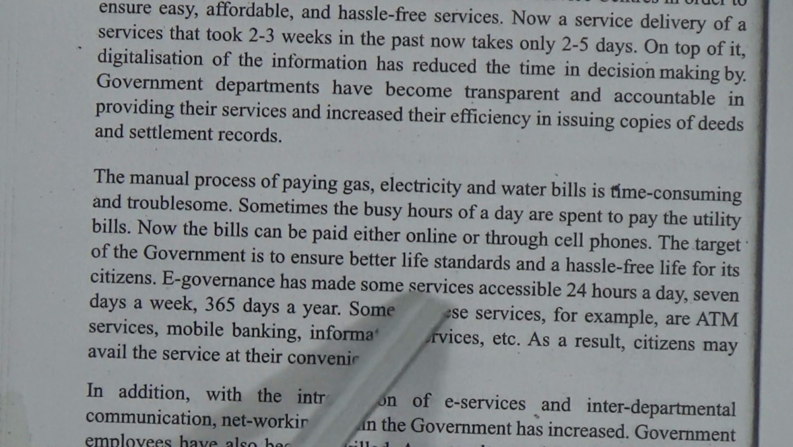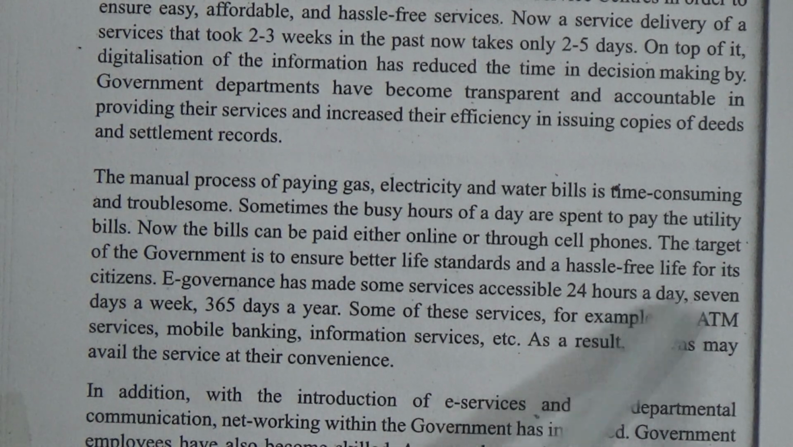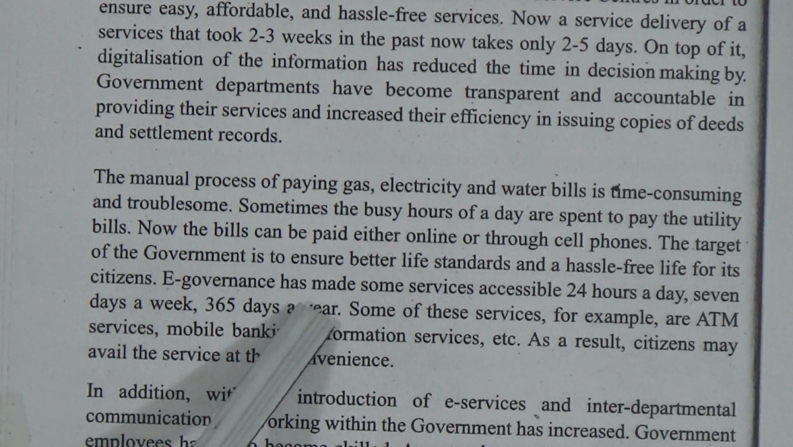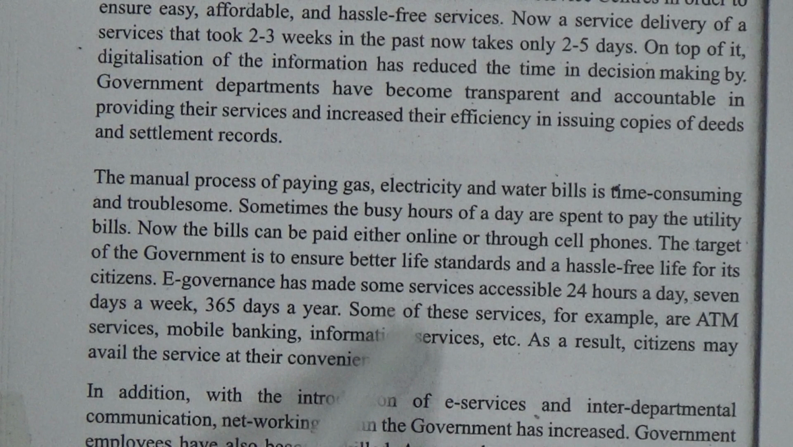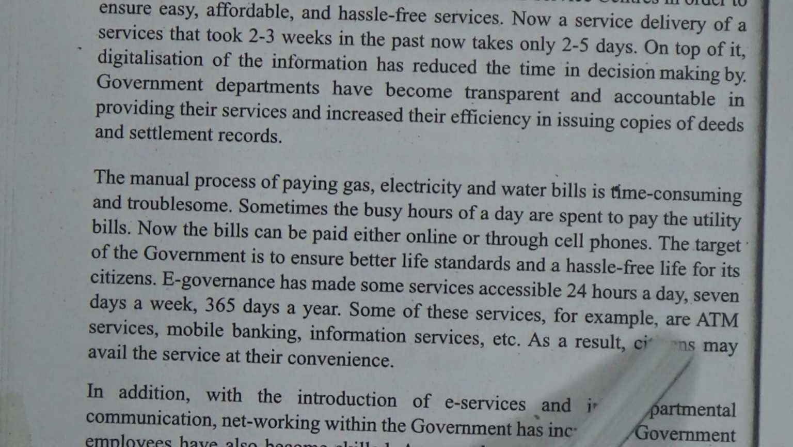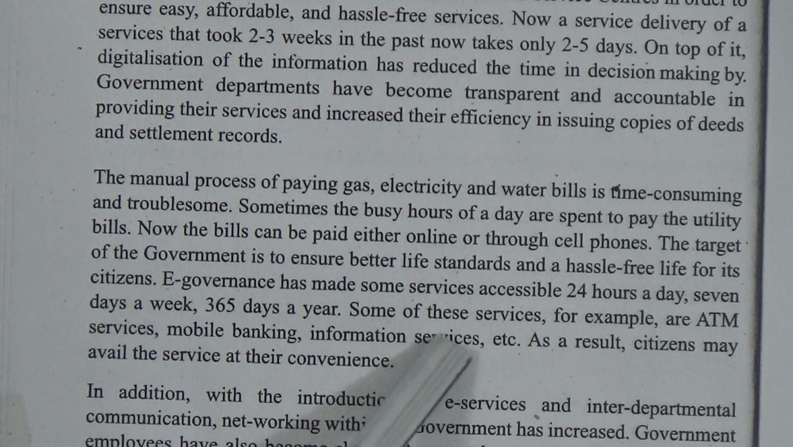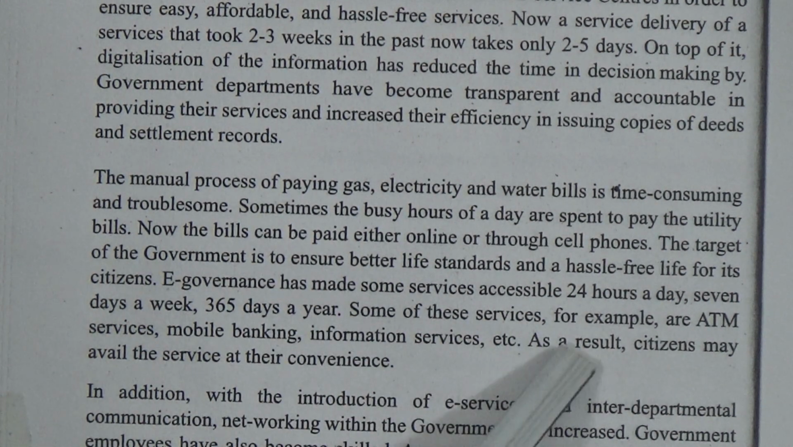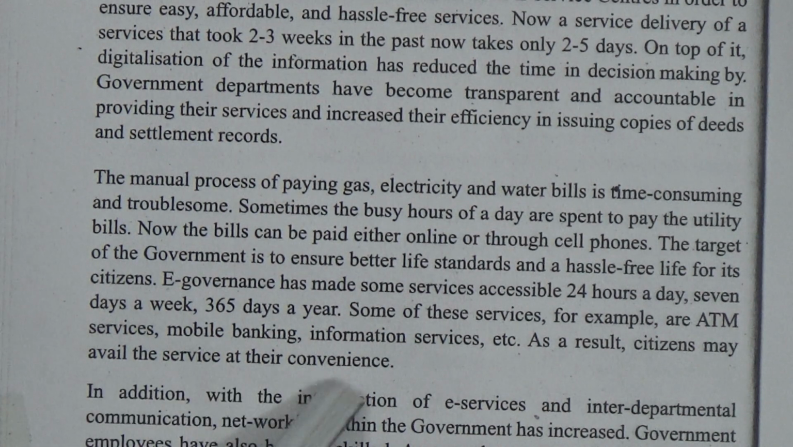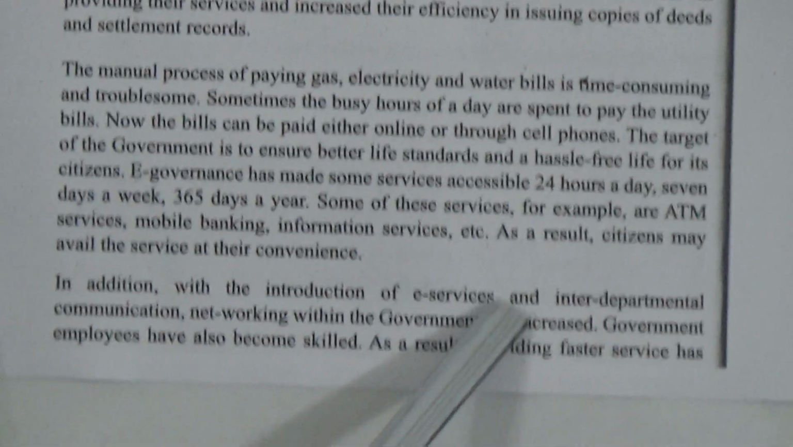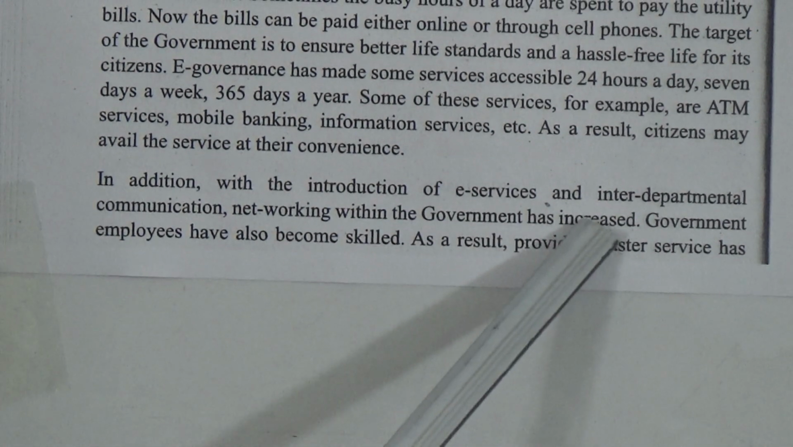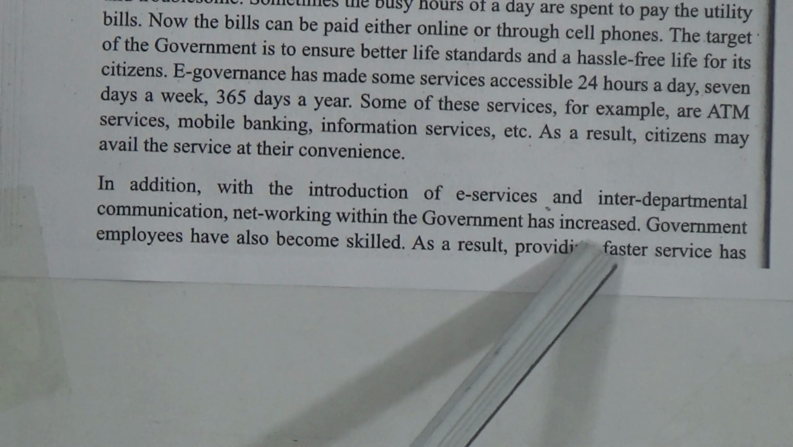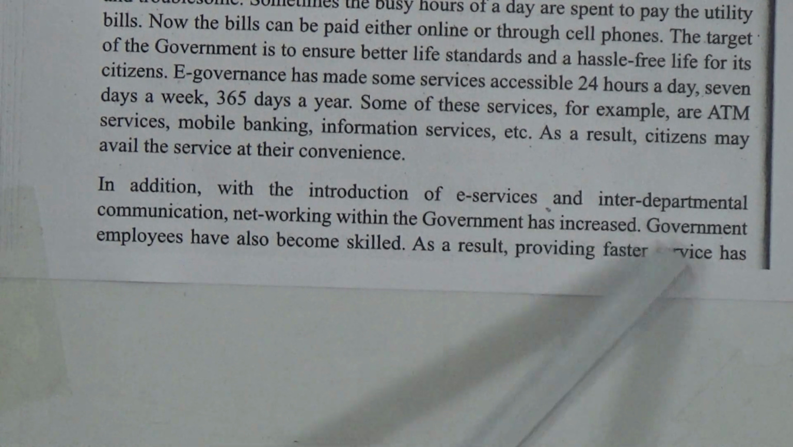E-governance has made some services accessible 24 hours a day, 7 days a week, 365 days a year. That means all the year round we can get the facilities. Some of these services, for example, are ATM services, mobile banking, information services, etc. As a result, citizens may avail the service at their convenience. In addition, with the introduction of e-services and interdepartmental communication, networking within the government has increased. That means we can now communicate with the government departments very easily.